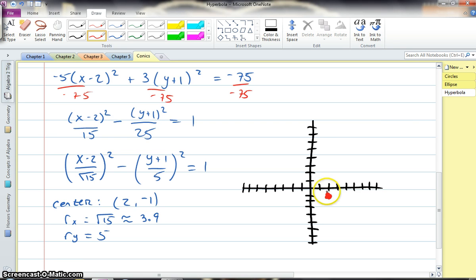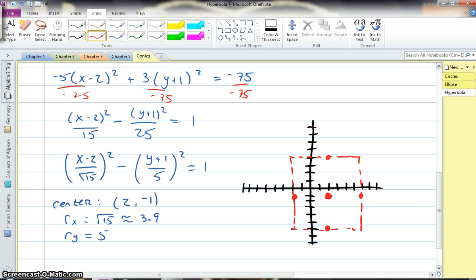Alright, so my x is 3.9, so 1, 2, 3, almost 4. So x is left and right, and then I got 5. So I'm going to go up 5, and I'm going to go down 5. Now with that, I'm going to draw a box. And I wish I had a ruler right now.